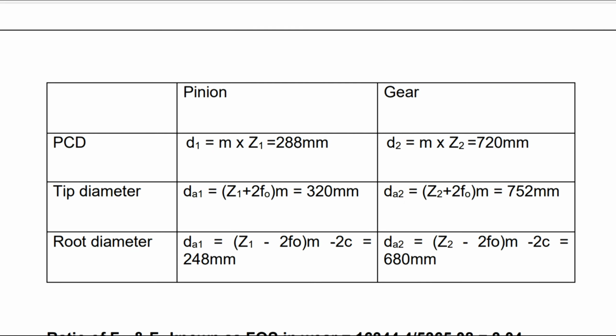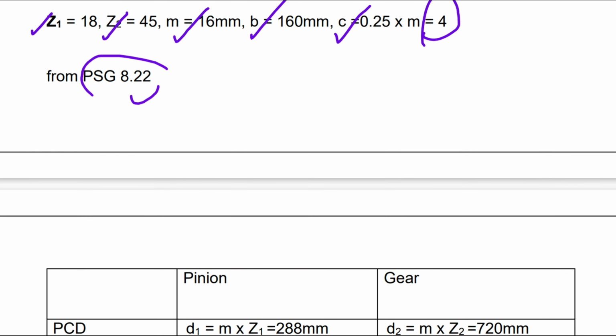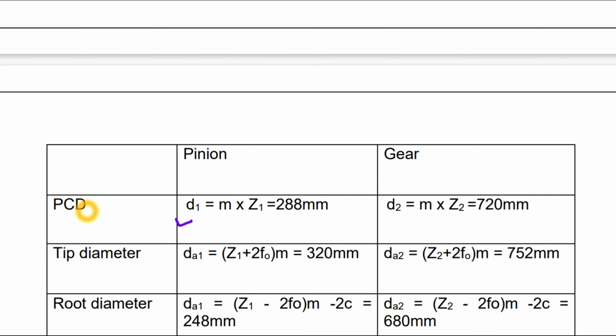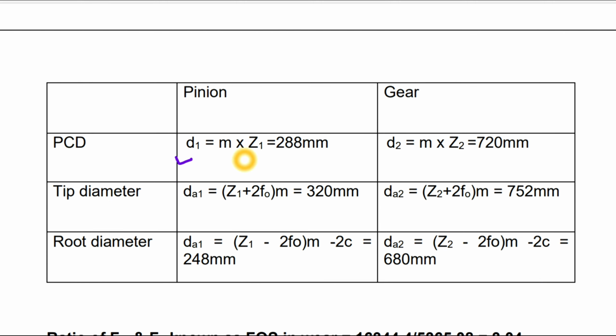Okay, and this will be the final table, which has the pinion and gear pitch circle diameter. All these formulas you will get on data book page number 8.22. Pitch circle diameters: d1 is equal to m into z1, d2 is equal to m into z2. The tip diameter formula, root diameter, everything you will get on data book page number 8.22.